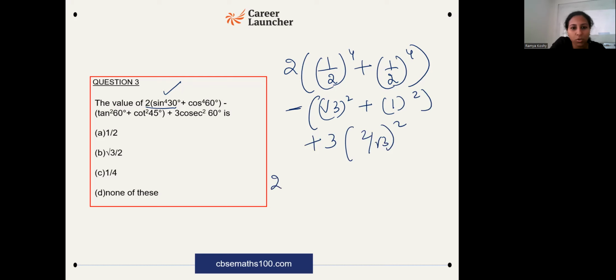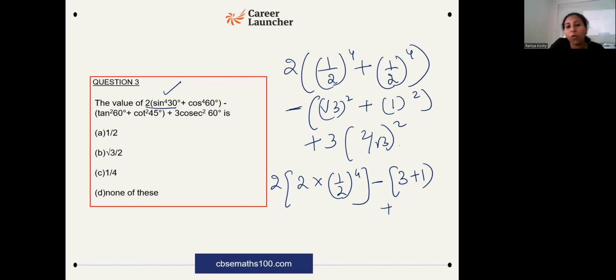So this would be 2 into half, okay, this would be 2 times half raised to 4. 1 by 2 raised to 4 plus 1 by 2 raised to 4 is 2 times half raised to 4. Minus root 3 square is 3, plus 1, plus 3 into 4 by 3. 2 by root 3 square will become 4 by 3, so it will become just 4. So here you are going to get 2 into 2 into 1 by 16, minus 3 plus 1 is 4, plus 4, this will cancel. 4 by 16, this will be just 1 by 4. 1 by 4 is the answer.